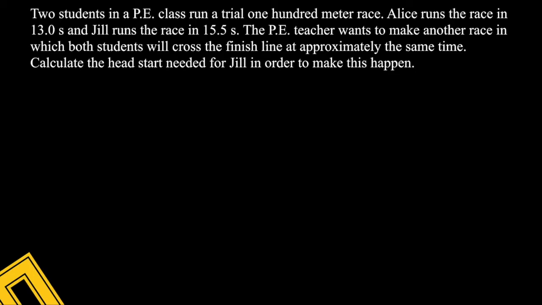Okay, next one is, two students in a PE class run a trial 100 meter race. Alice runs the race in 13 seconds and Jill runs the race in 15.5 seconds. The PE teacher wants to make another race in which both students will cross the finish line at approximately the same time. Calculate the head start needed for Jill in order to make this happen.